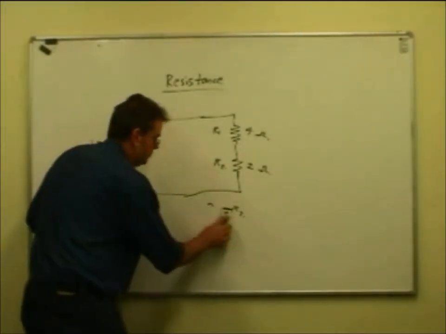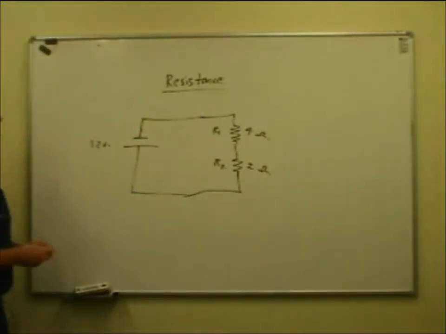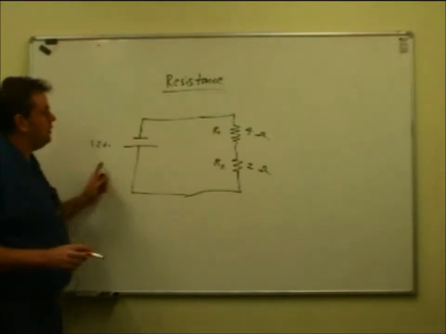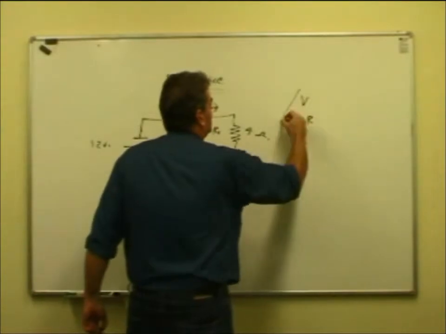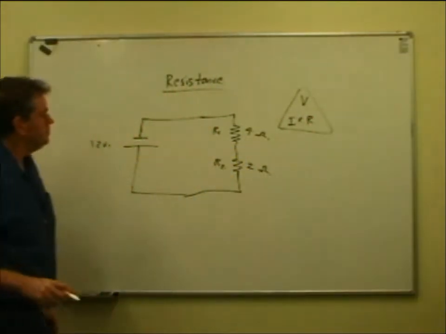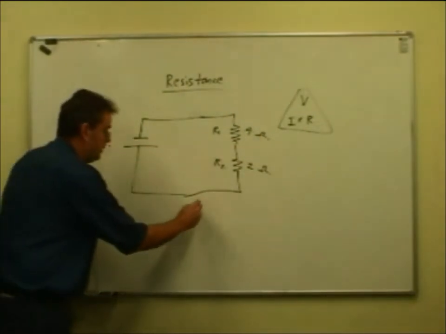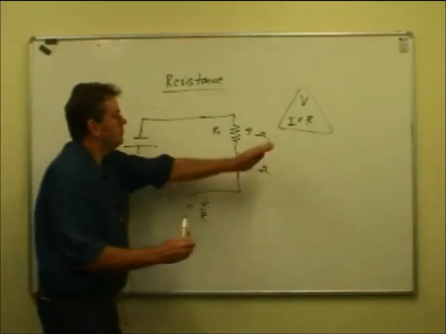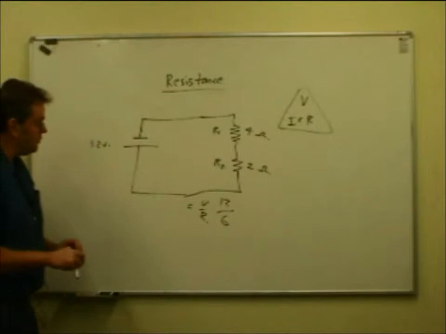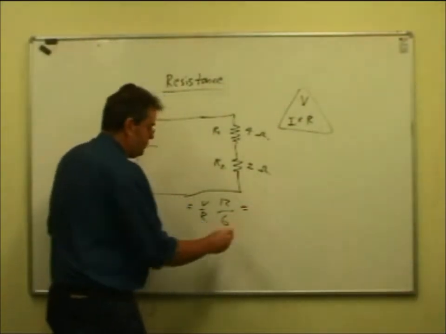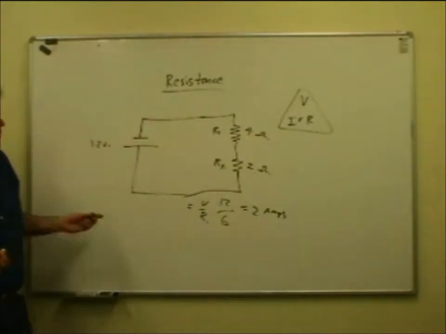What we can do is work out the total current through that circuit. Get our triangle back. V equals I R, so we want to know I. I is equal to V over R, so 12 over 6, if I make a mistake on the whiteboard, let me know, it's very easy to do, which is 2 amps. That's the current that's flowing in that circuit.